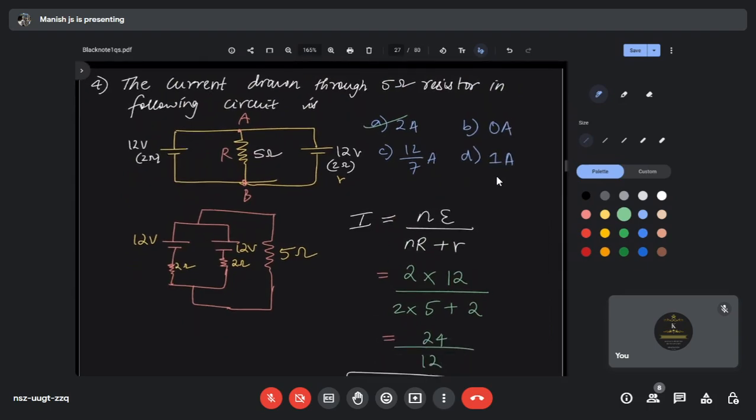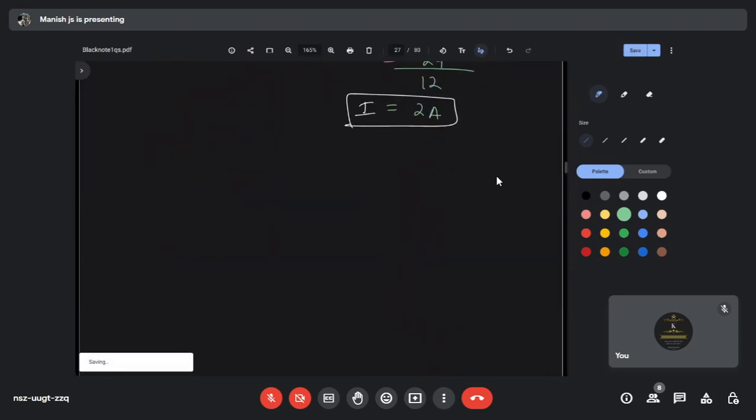This is how you approach this type of circuit questions, especially circuits having a combination of cells. It can be either in series or in parallel. So the series and parallel grouping formulas are very important. Ensure that you learn them, that they are at your fingertips. Okay, moving on to the next question.